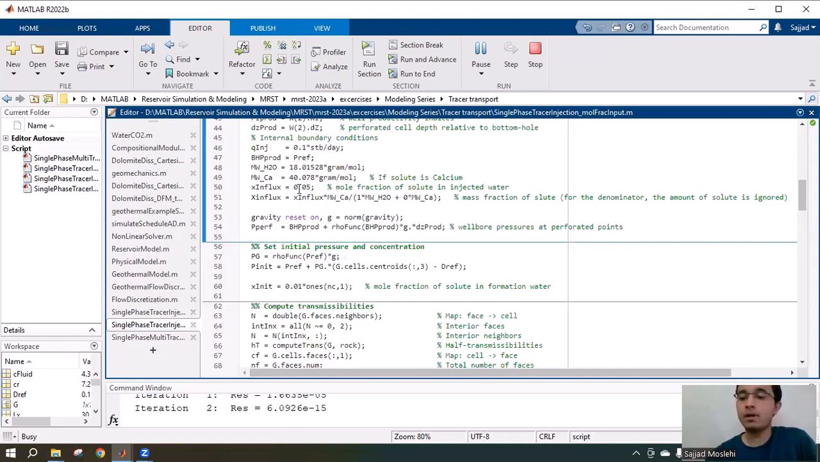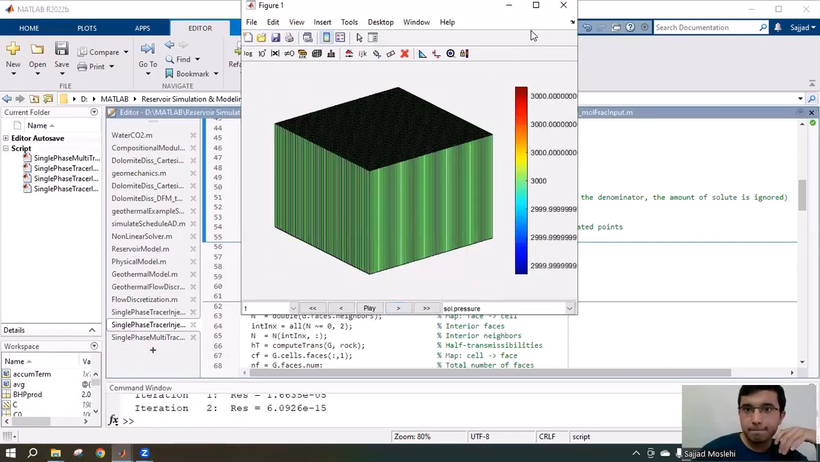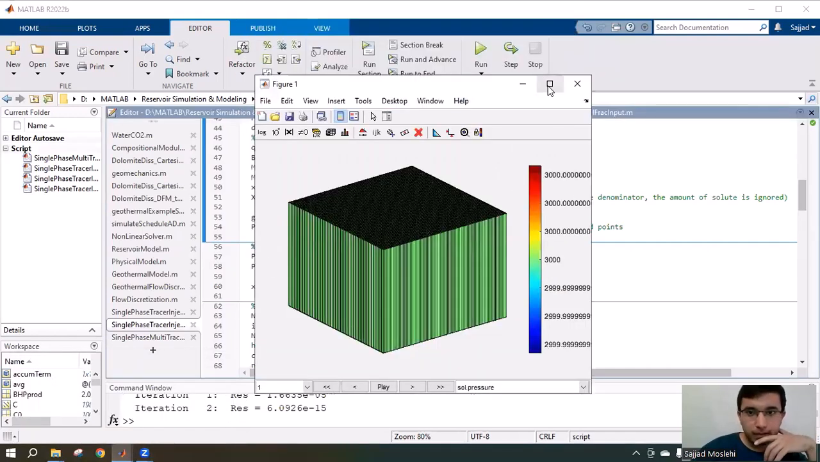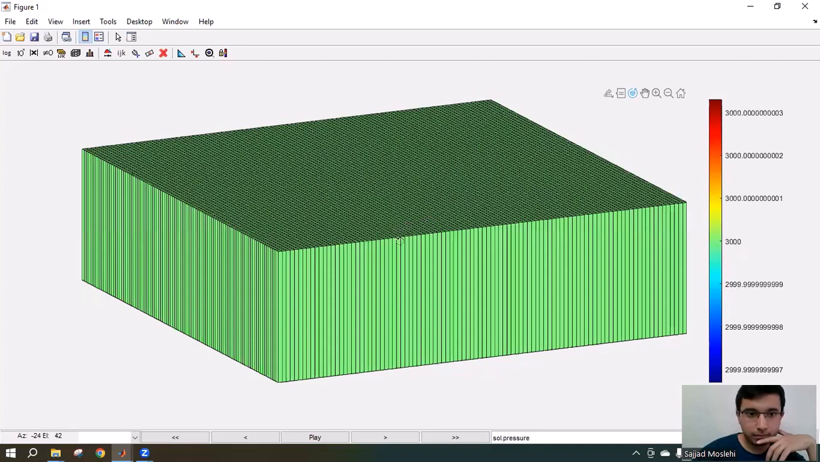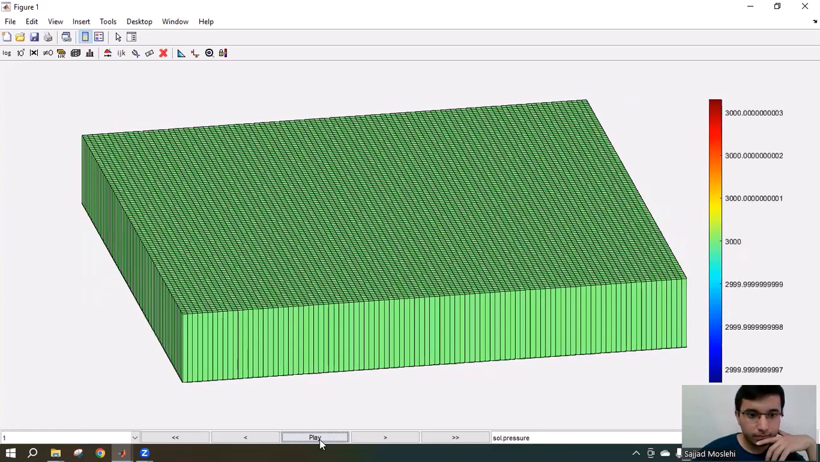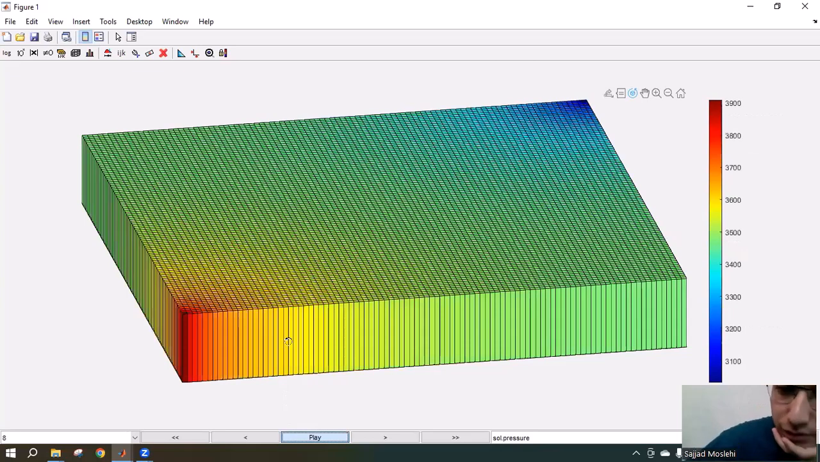But first, let me see the results of the previous run. This is actually the previous script. Let's see the pressure distribution in the reservoir. And this is the pressure distribution. All right, very good. Water is being injected into the first cell and produced from the last cell, and that's expected.